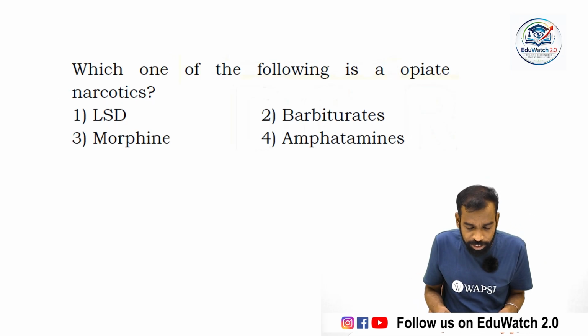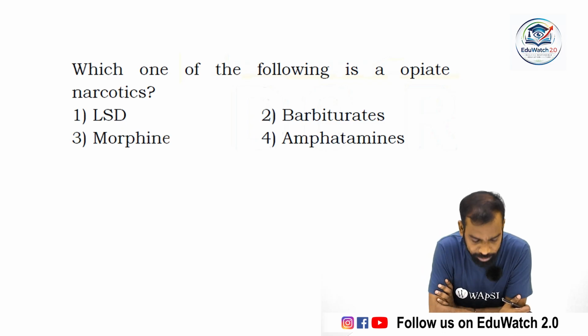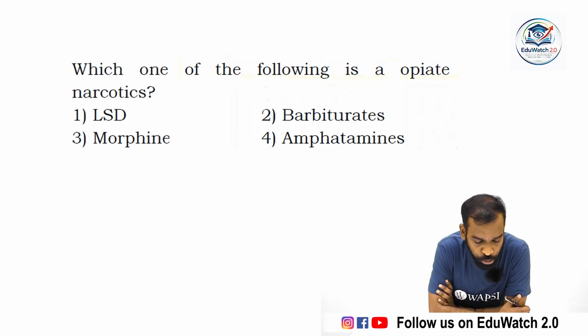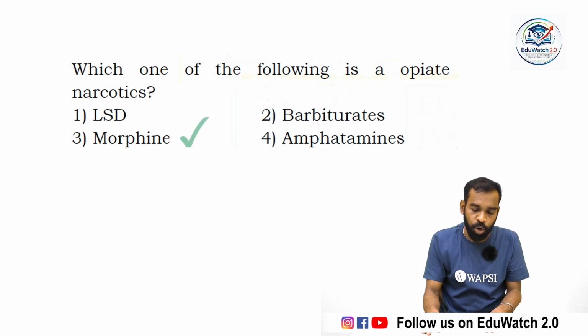Which of the following is an opiate narcotic? You know, drug and alcohol abuse. A particular portion is given in connection with the human health and disease chapter. So option 1 is LSD, option 2 is barbiturates, option 3 is morphine, option 4 is amphetamines. Morphine is the correct answer.